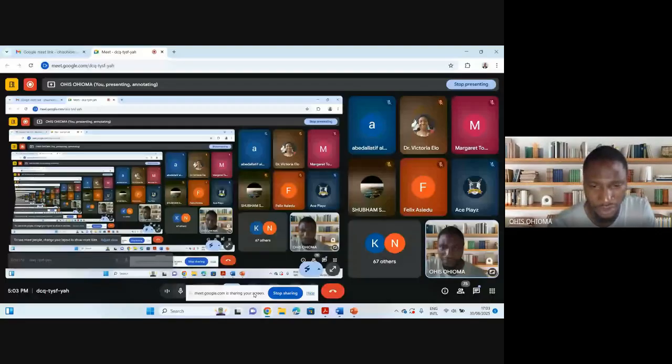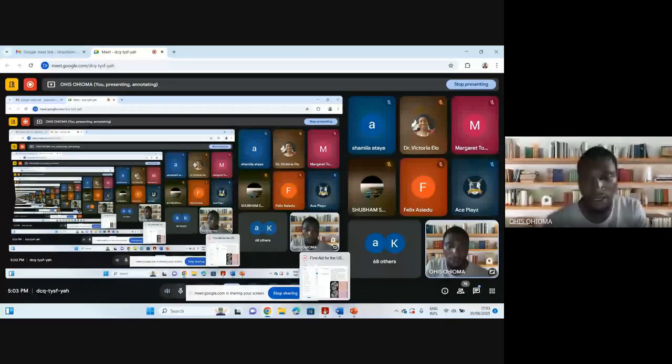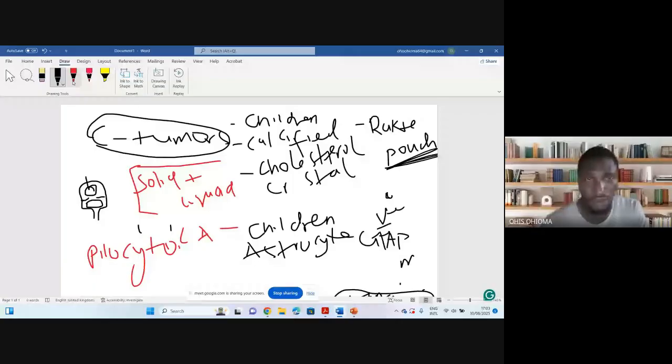I think that's the high yield thing about it. I don't know if you have any questions about the pilocytic. The next tumor we're going to talk about is the medulloblastoma, and the medulloblastoma is basically a very unique tumor. Let me show you guys here.